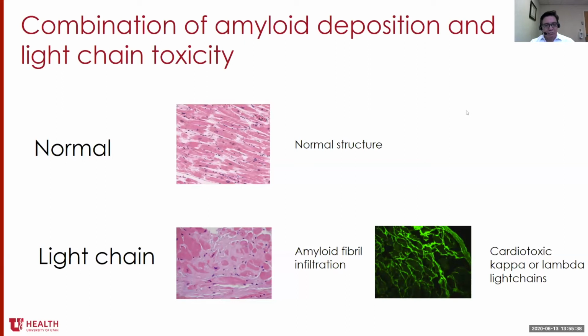So that's why it's very important, as Dr. Dispenzieri mentioned, to remove these light chains as soon as possible from circulation to avoid them causing more cardiotoxicity in the heart. So this is how amyloidosis looks on the heart tissue.